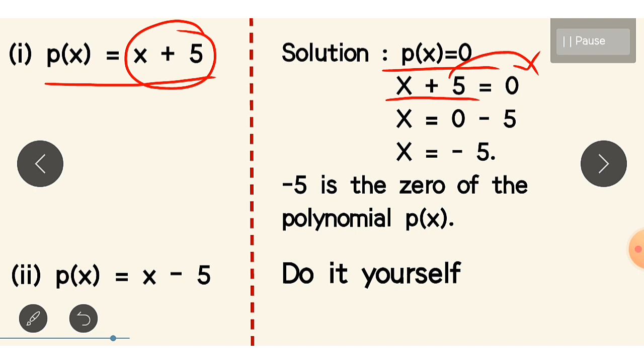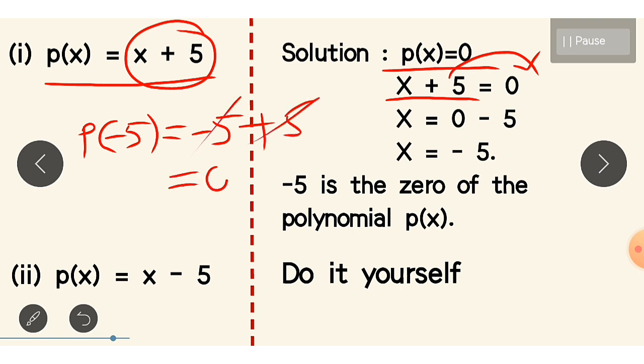Let us verify it. I am replacing x with minus 5. Minus 5 plus 5, both cancel, answer 0. So it is verified. That means minus 5 is the zero of the polynomial p of x. Now a similar problem: p of x equal to x minus 5. This is the polynomial and you have to find the zero of the polynomial. Do it yourself.